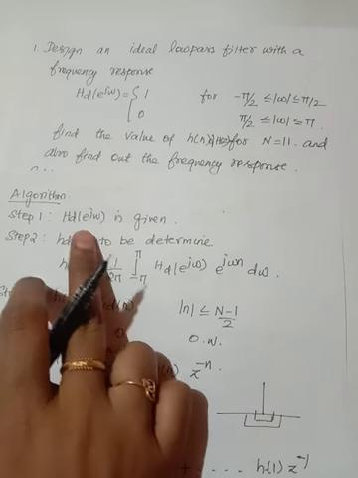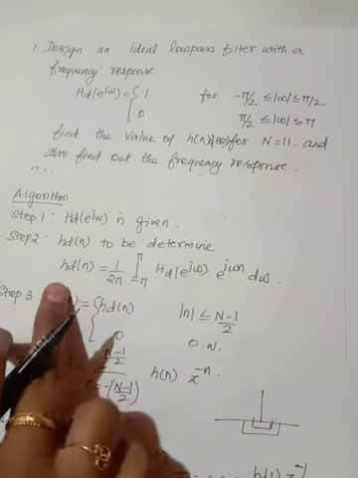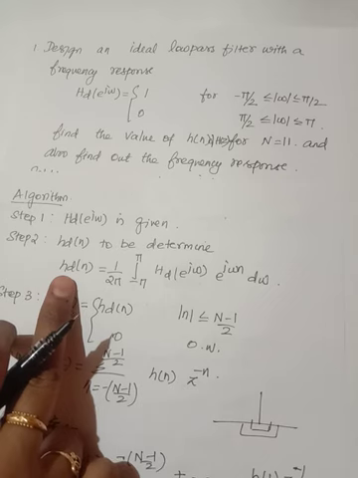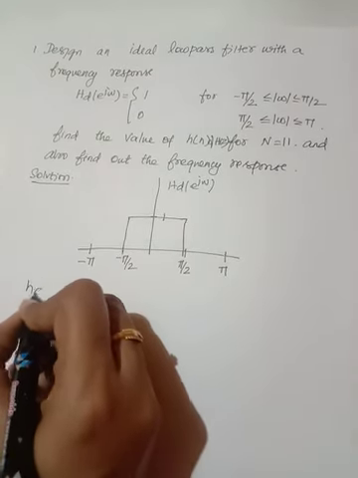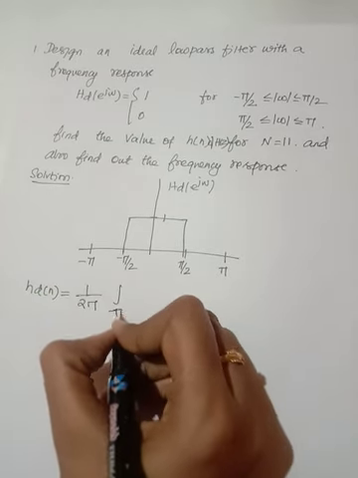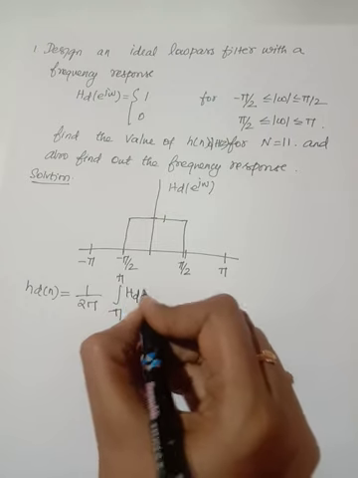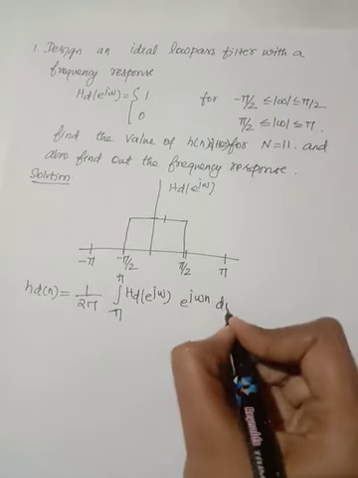What is the first step? They have given Hd of e power j omega. The next step is we need to find hd of n. What is the formula to find hd of n? hd of n is equal to 1 by 2 pi, integral from minus pi to pi, of Hd of e power j omega, e power j omega n, d omega.